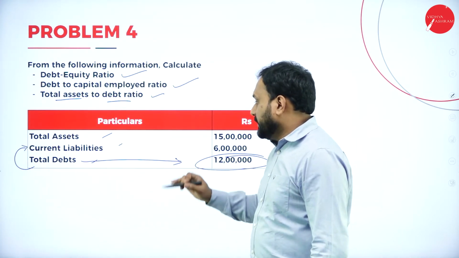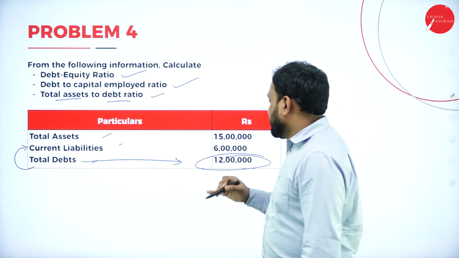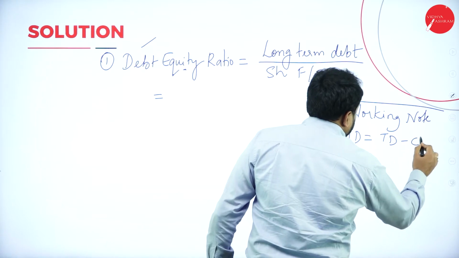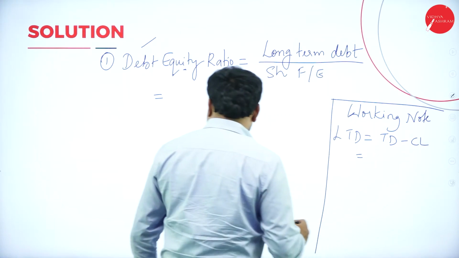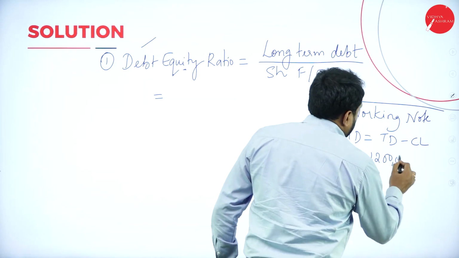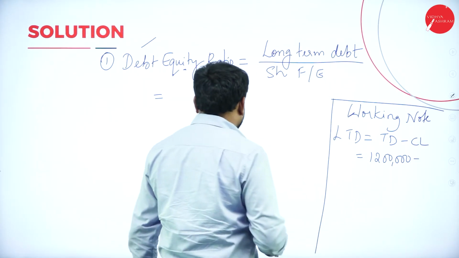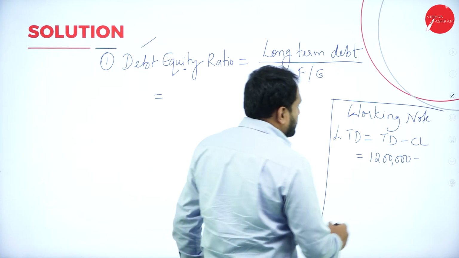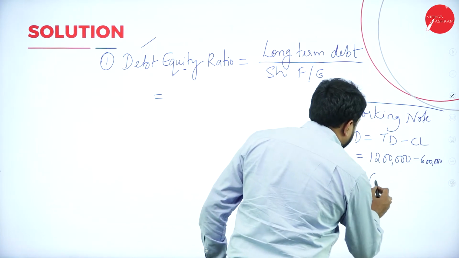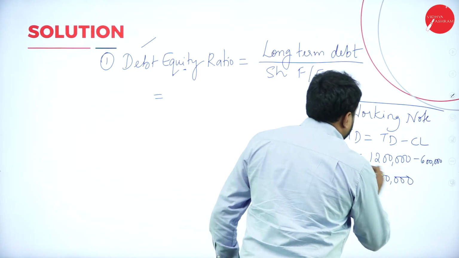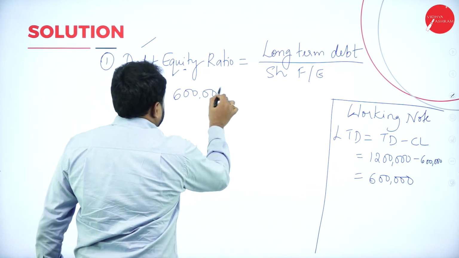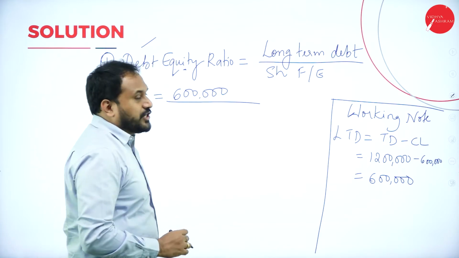What is it? Total debt is how much? 12 lakh. Current liability is 6 lakh. So here, total debt minus current liability: 12 lakh minus 6 lakh. So total is how much here? 6 lakh. So your long-term debt is 6 lakh rupees. So I'll write here 6 lakh divided by shareholders fund.